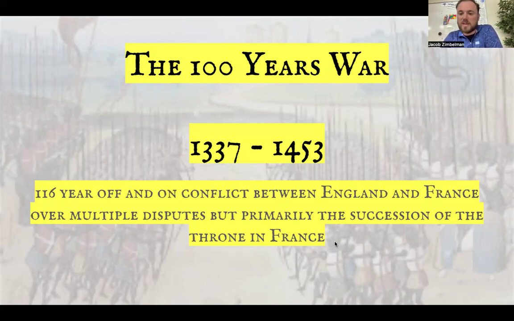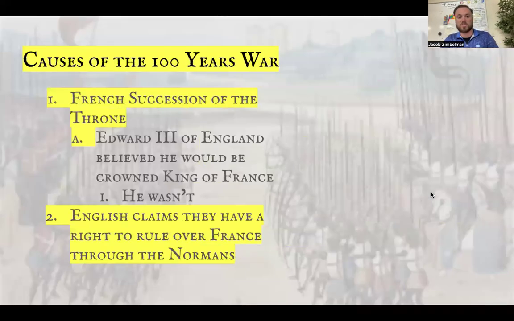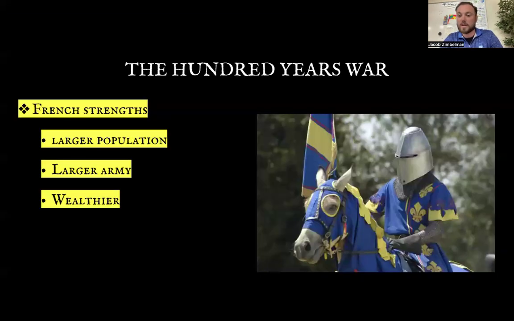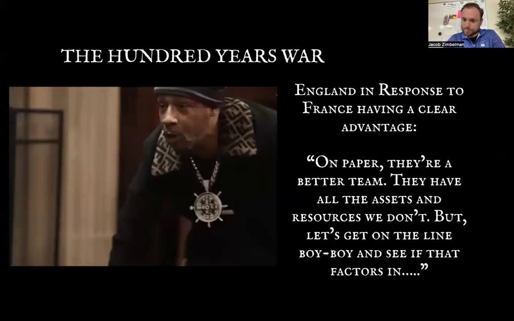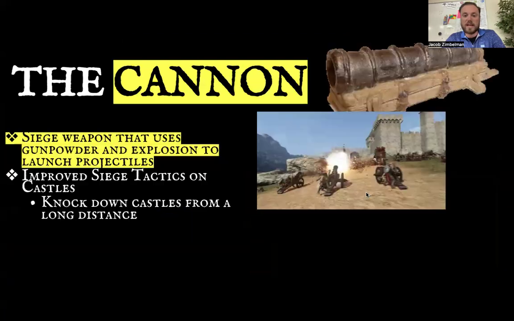So the 100 Years' War, just remember, it was a conflict that was 116 years long, basically over the French succession of the throne, where England claimed they had a right to control the French throne. Causes, like I just said: it was the French succession of the throne, where England claimed to have rule over France because of their connections to the Normans. Going into the war, France had a significant advantage from a population standpoint, an army standpoint, and a wealth standpoint. But England refuted that by creating better technology in the longbow and the cannon.